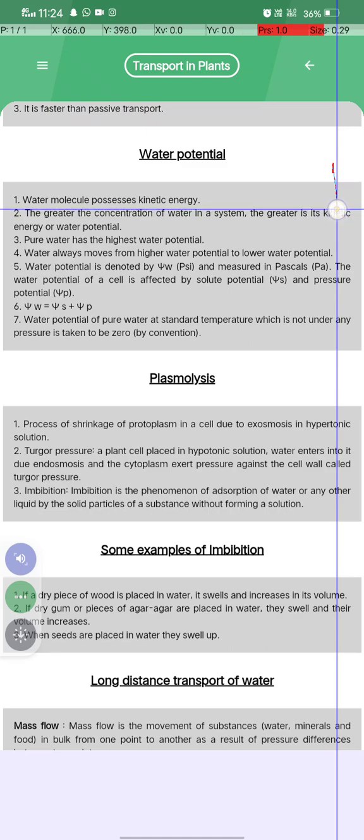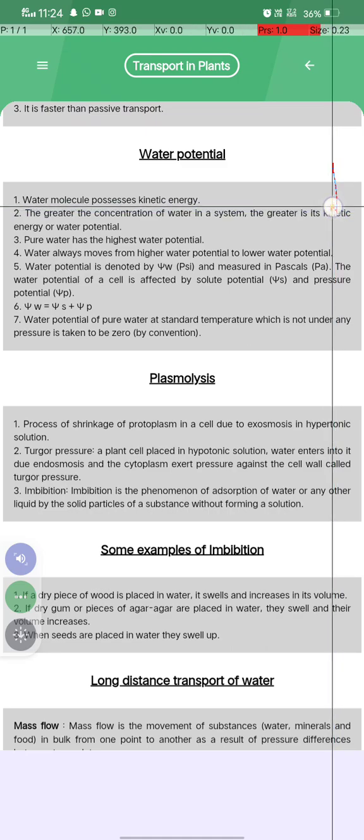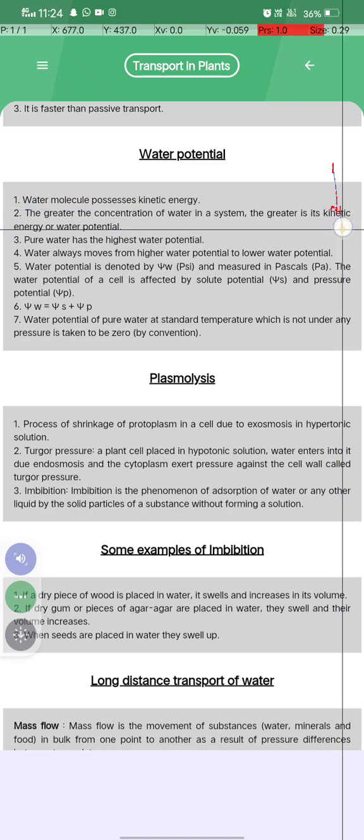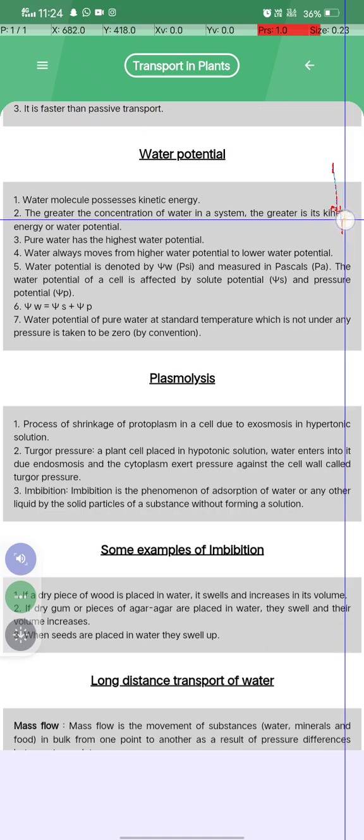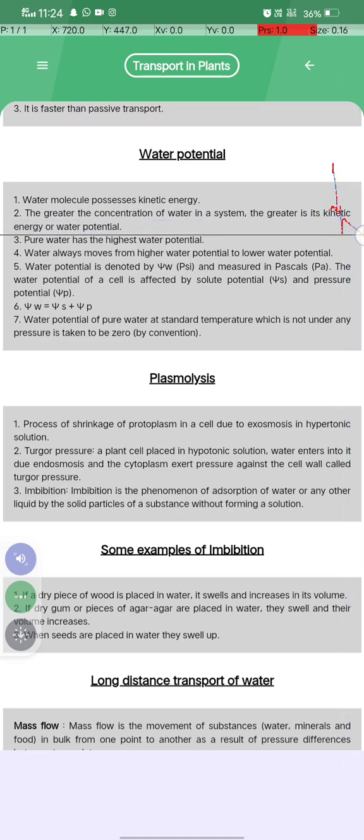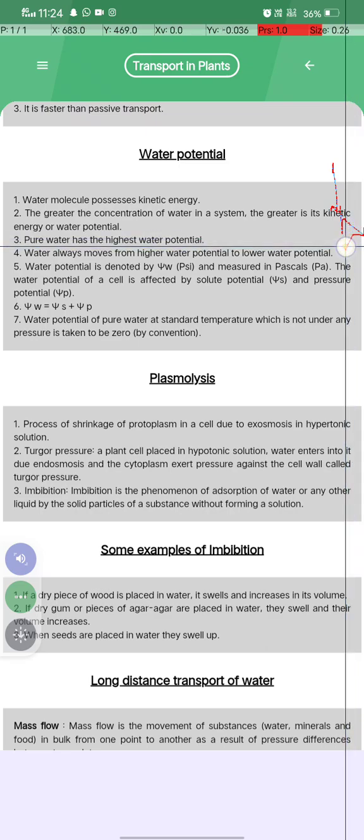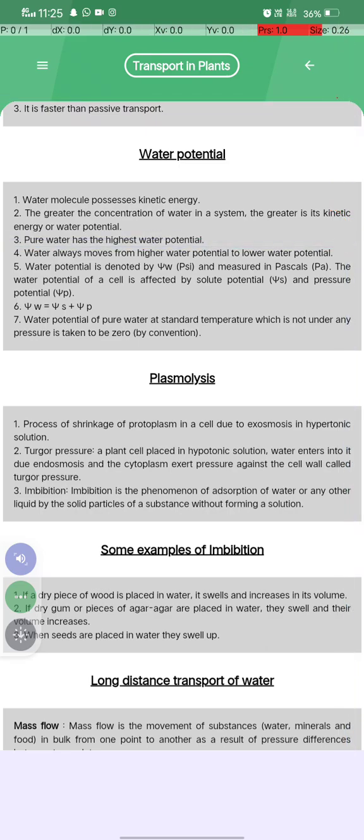Water potential क्या होता है? The water molecules possess kinetic energy, and the greater the concentration of water in a system, the greater is its kinetic energy or water potential. Okay, pure water has the highest water potential. Water always moves from the higher water potential to the lower water potential, and water potential is denoted by psi W and measured in Pascal, Pa.